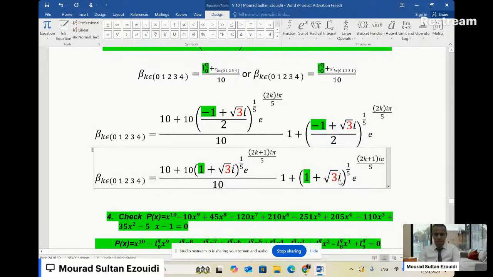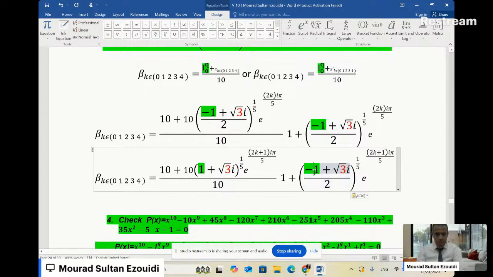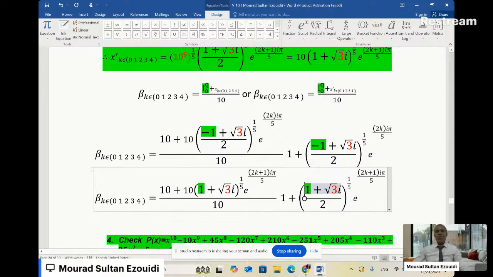A plus. I will make this. So this, my kids, are the 10th complex roots of my original 10 degree equation. Okay, this is your pioneer, Eastern Sultan Ezouidi. After 5 minutes, I will continue to solve this equation.